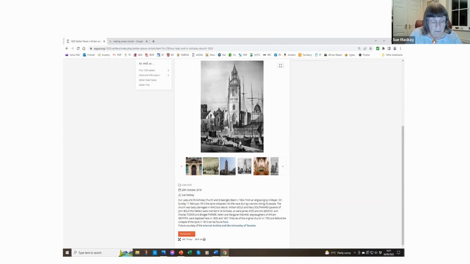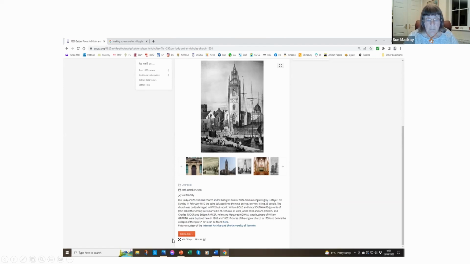William Bold and Mary Southwood, parents of John Bold the settler, were married in St. Nicholas, as were James Kidd and Anne Jenkins, and Charles Tudor and Bridget Parker. Henry and Margaret Hyam, stepdaughters of William Griffiths, were baptized here in 1805 and 1807. Pictures of the original church in 1750 and before the collapse of the spire in 1810 can be found here.